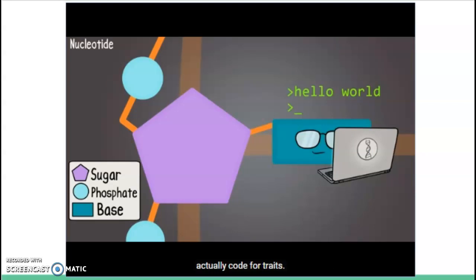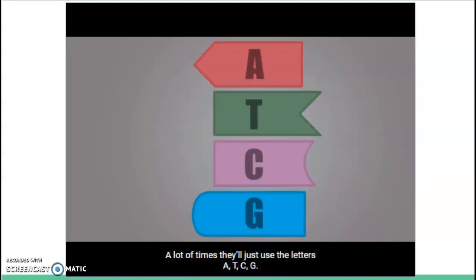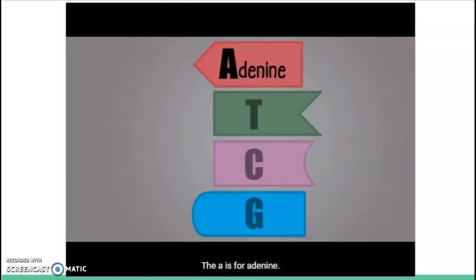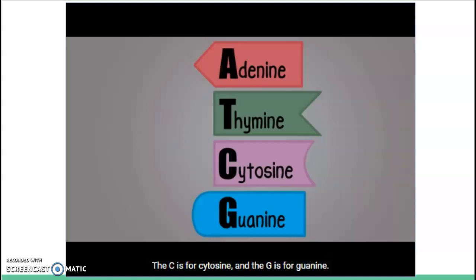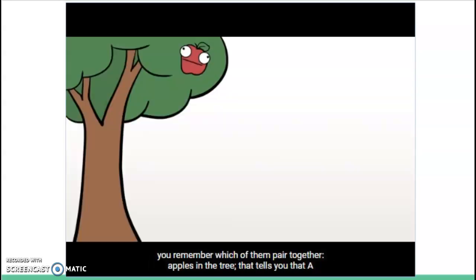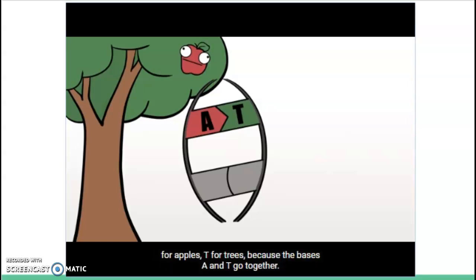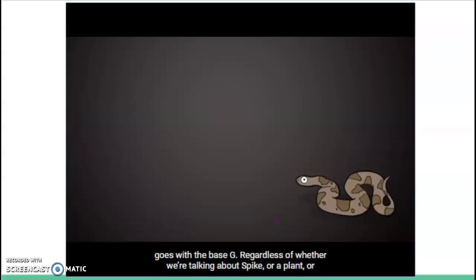for traits. So, as far as the bases go, there are 4 types of bases in DNA. A lot of times they'll just use the letters A, T, C, G. The A is for adenine, the T is for thymine, the C is for cytosine, and the G is for guanine. These bases actually pair in a specific way, and there's a popular mnemonic that can help you remember which of them pair together. Apples in the tree, that tells you the A for apples, T for tree, because the bases A and T go together. The other verse is car in the garage, and that can help you remember the base C always goes with the base G.